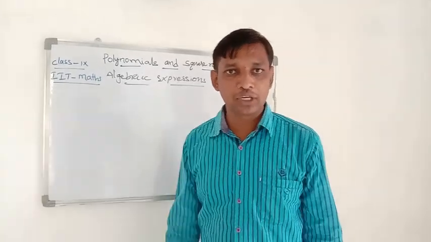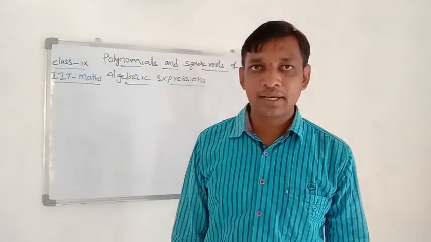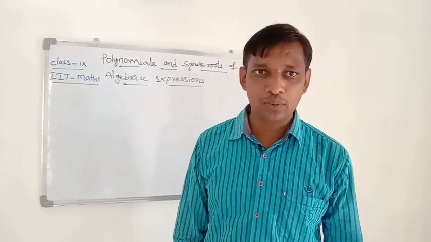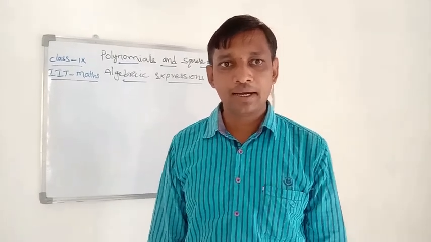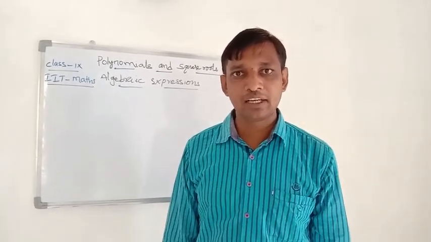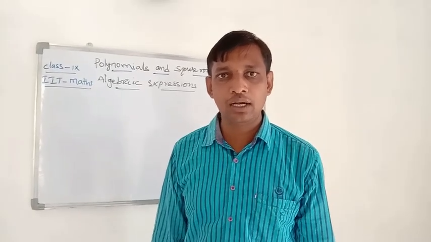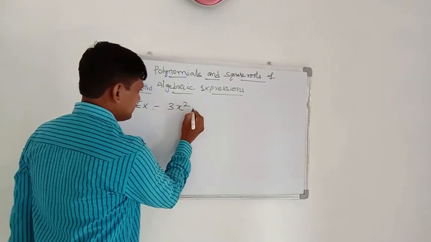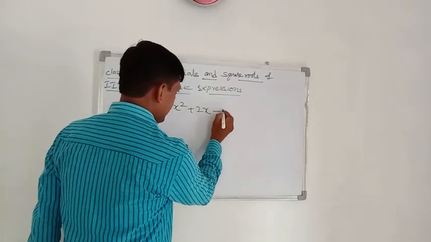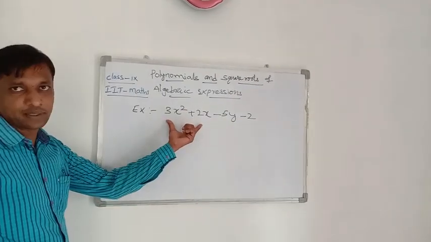Before going to start the topic, we will revise once. What is an algebraic expression? An expression which contains constants and variables which are separated with basic mathematical operations, addition, subtraction and multiplication is called an algebraic expression. 3x square plus 2x minus 5y minus 2. It is an algebraic expression.